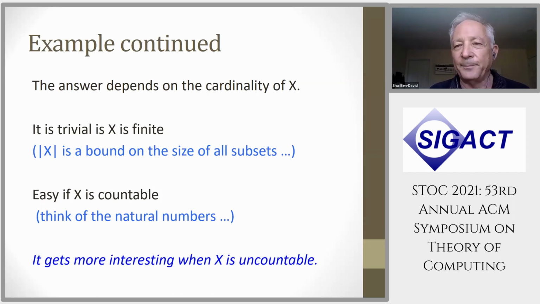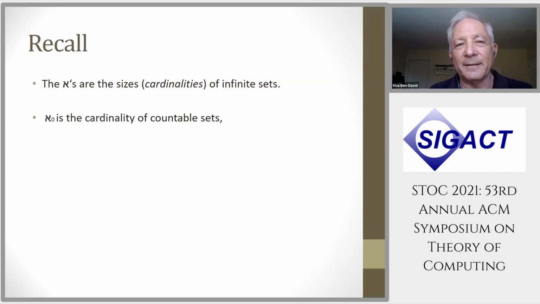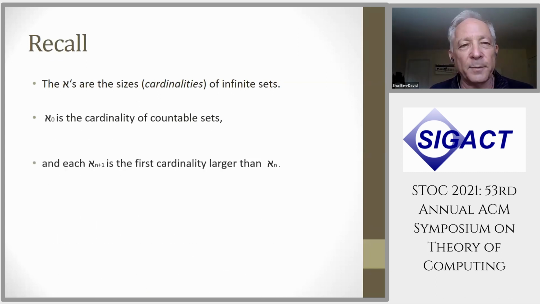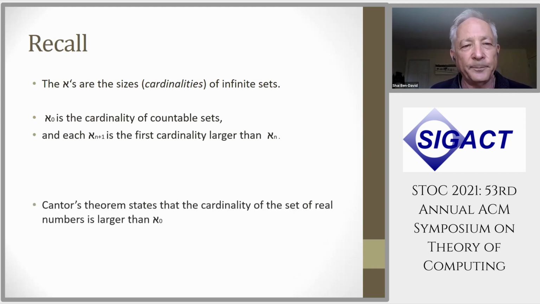It's a very simple game between Bob and Alice. What happens when X is uncountable? So I have to tell you something about cardinalities. Alephs are the sizes, the cardinalities, of infinite sets. Aleph 0 is the cardinality of the countable sets, the natural numbers, the rationals. And each Aleph n plus 1 is the first cardinality which is larger than Aleph n. In set theory, we know that there's always a first larger cardinality.